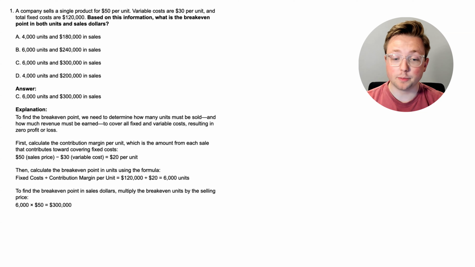First, calculate the contribution margin per unit, which is the amount from each sale that contributes toward covering fixed costs. So you take the sales price per unit and you subtract the variable cost per unit, and that gives you $20 per unit.